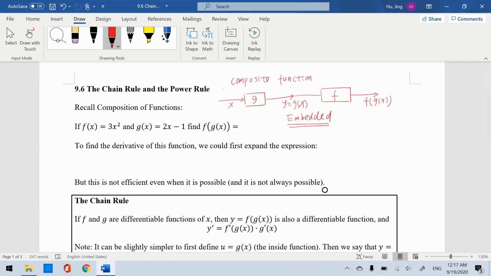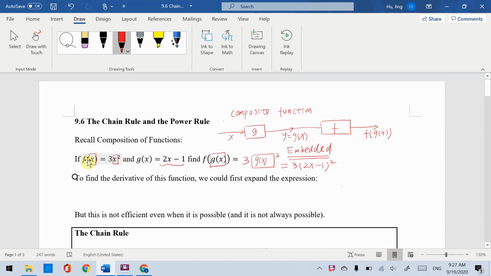So let's warm up with this example. I like to say this is a box. Now in the box is a single x. So f of x is 3x squared. If I put the apple there, f of apple is 3 times apple squared. Now we put g of x in the box. So it's 3 times this box squared, and the box is g of x. g of x is 2x minus 1.